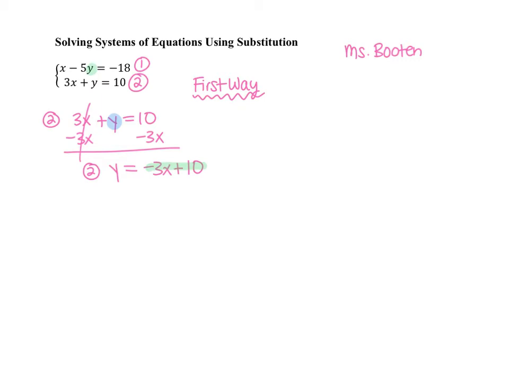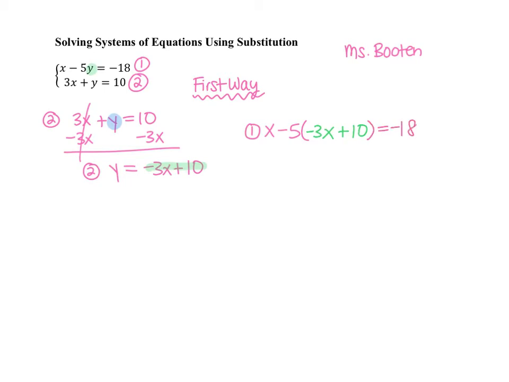So I'm just going to write equation number 1 over here. And so I'm going to write x and then minus 5, and now instead of y, I'm going to substitute this expression, since that's what y is equal to. So I'm substituting in negative 3x plus 10. Then finish out the rest of the equation, so equals negative 18.